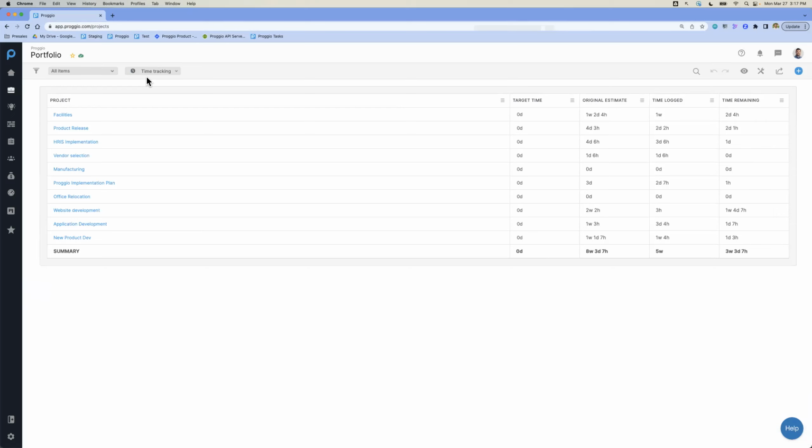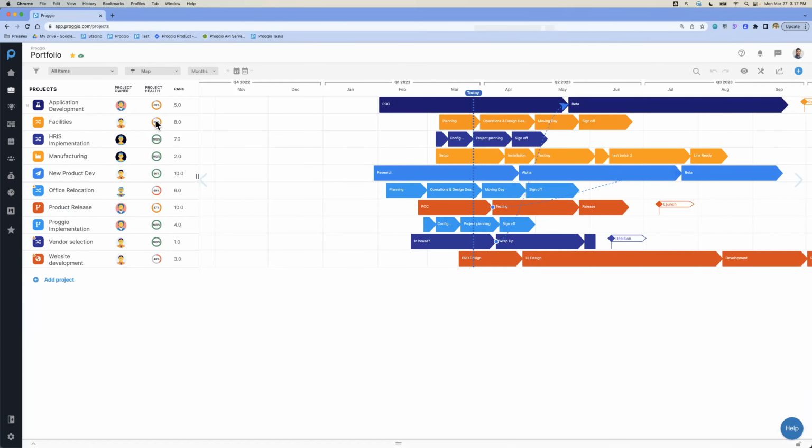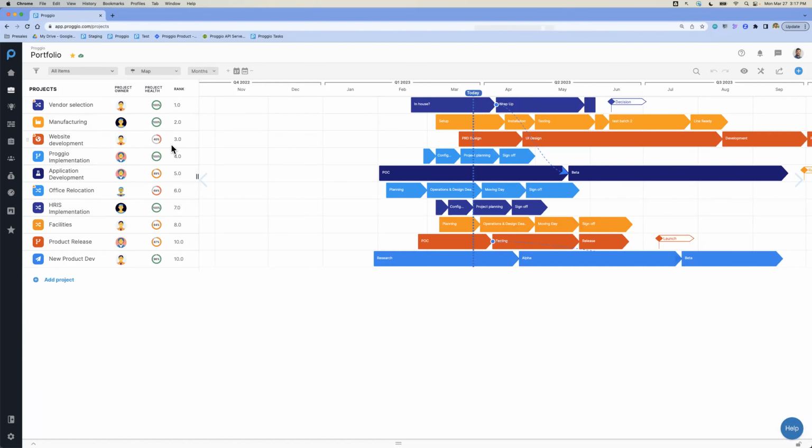Now, next is being able to come to the map view in our portfolio and look at some things like the health indicator. Now let's sort this by our most important and priority projects. We look, our third project is only at 40%.